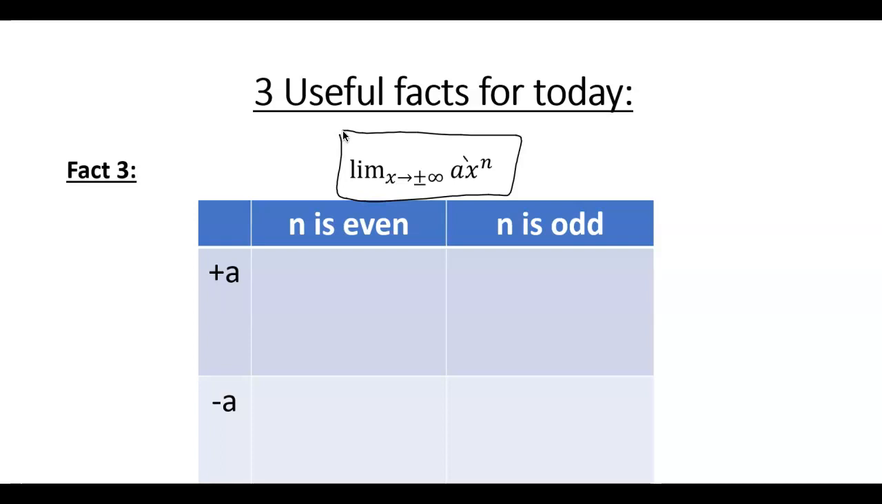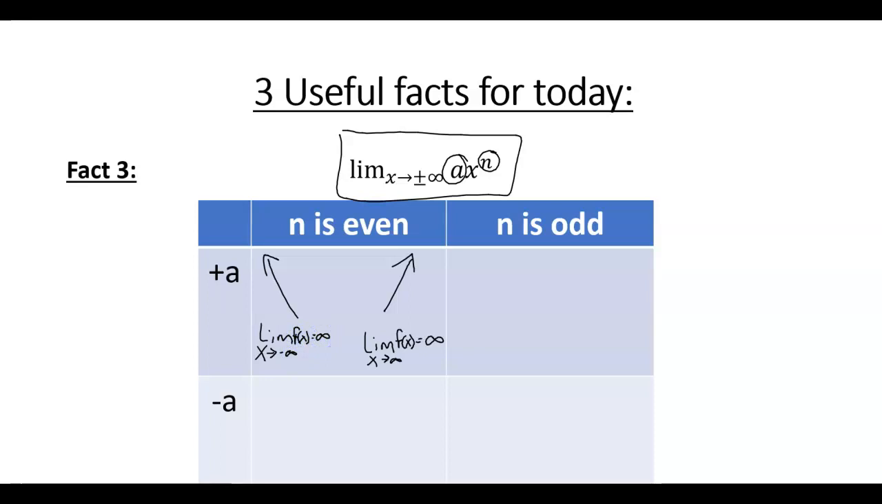So we learned that when this is positive and this is even, the graph goes up on both sides. And so on the right side, which is represented by this, the function goes up into positive infinity. But on the left side, it also goes up into positive infinity.